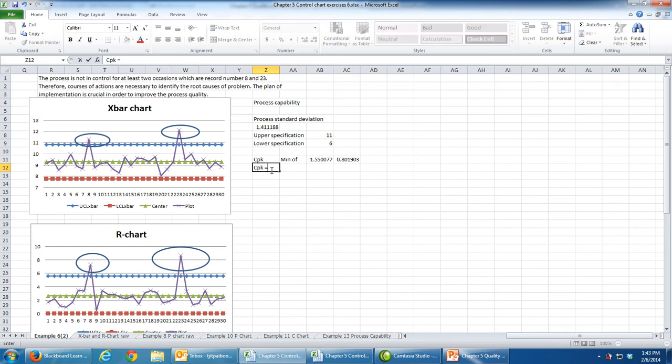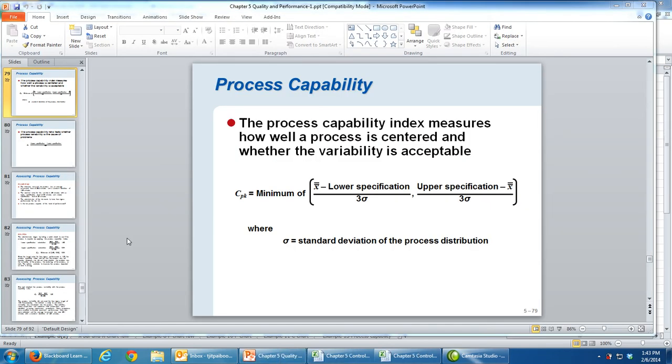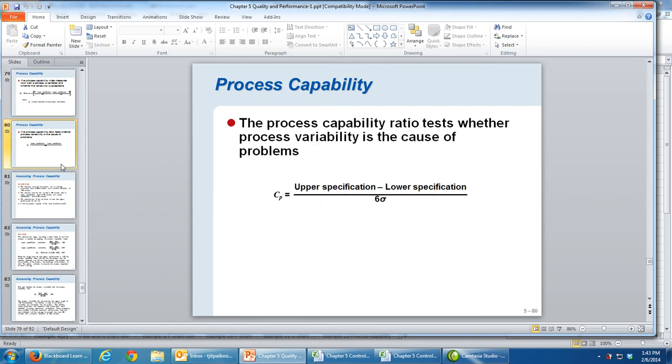So the CPK equals 0.801. Okay, for CP we are going to take upper minus lower divided by 6 sigma.